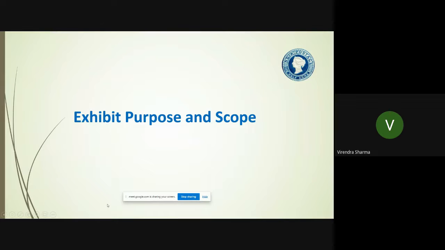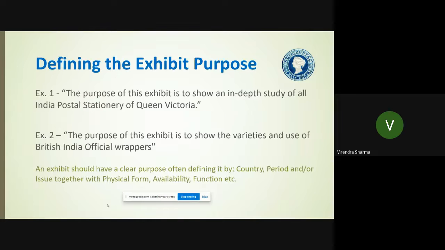So here I have explained with the help of some examples. In many of the exhibits which we have evaluated, defining the scope is very important, right? Defining the scope of your exhibit. These are two examples where the purpose of the exhibit is to show the varieties and the use of British India official wrappers.